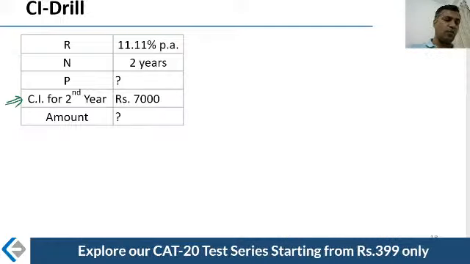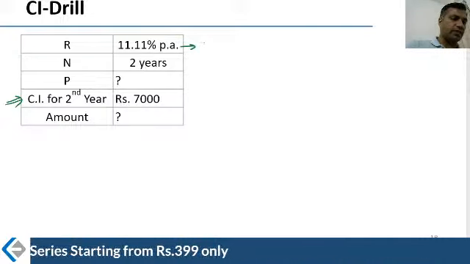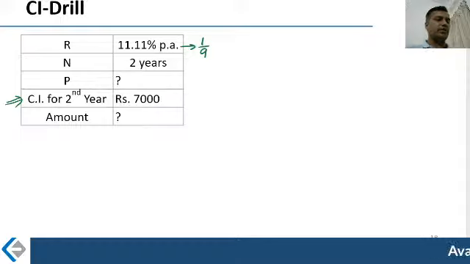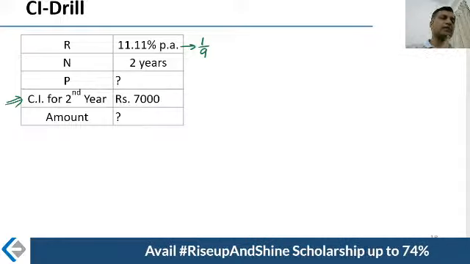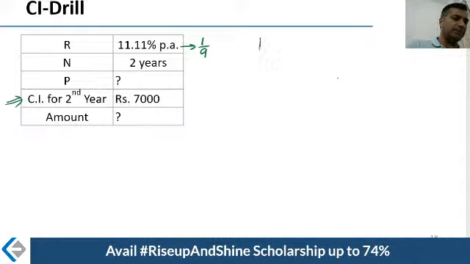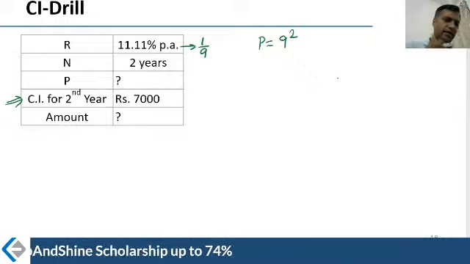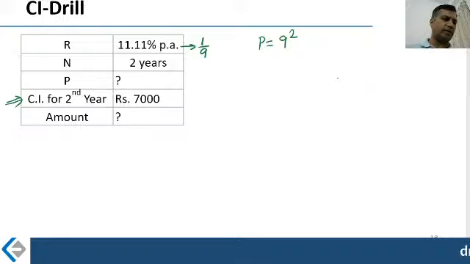He said that compound interest for the second year is this much. Good. Now listen to me. How do we start this particular problem? What is 11.11%? 1 by 9. Make an assumption. Let the principal be 9 square. Now you may wonder, why 9 square? Let the principal be 9 square. That's how you start this particular problem.